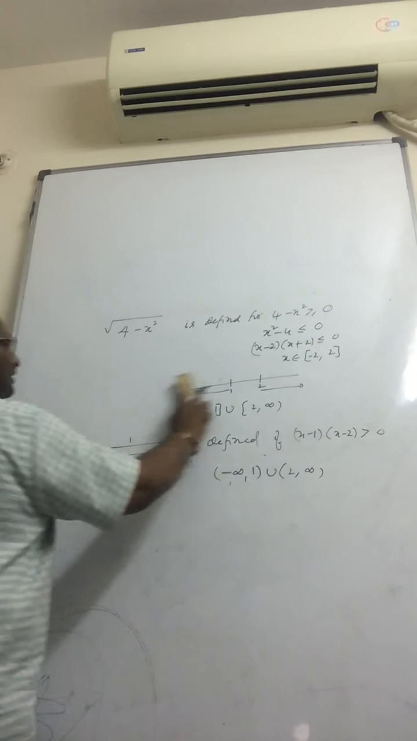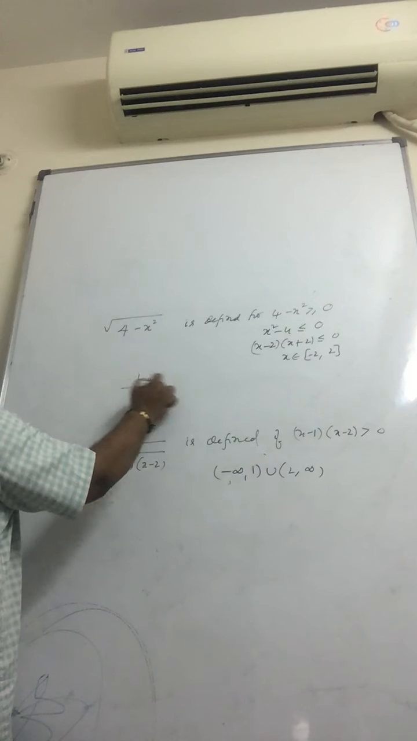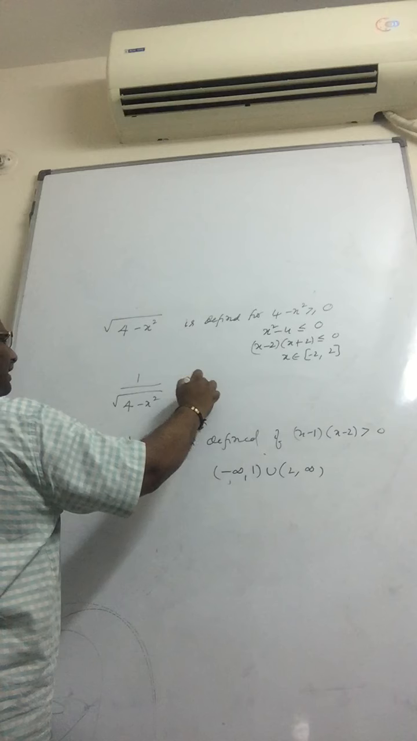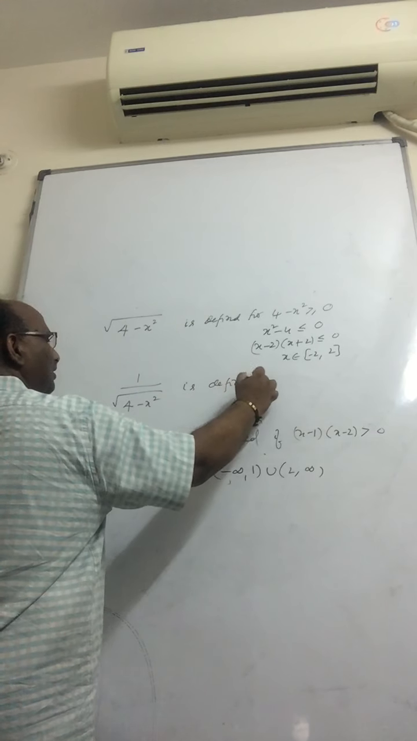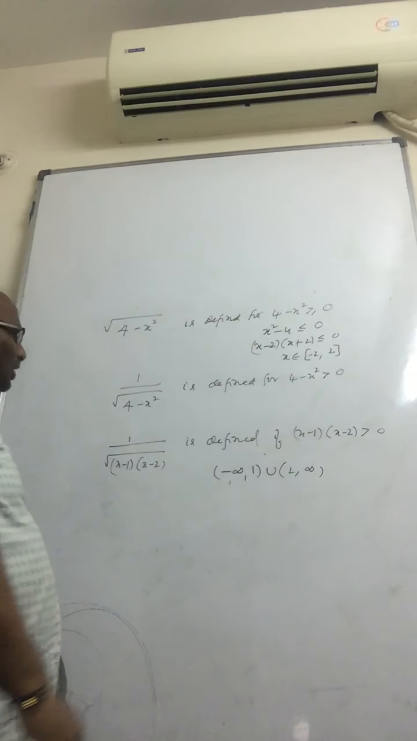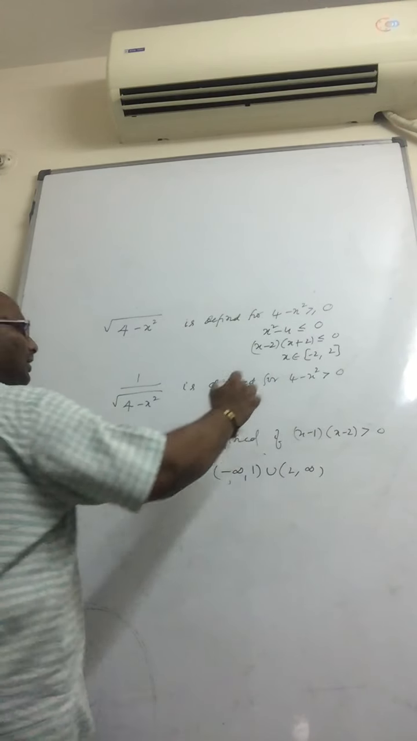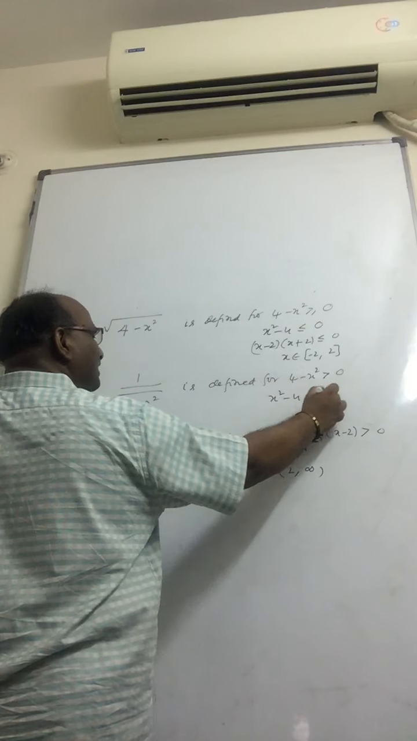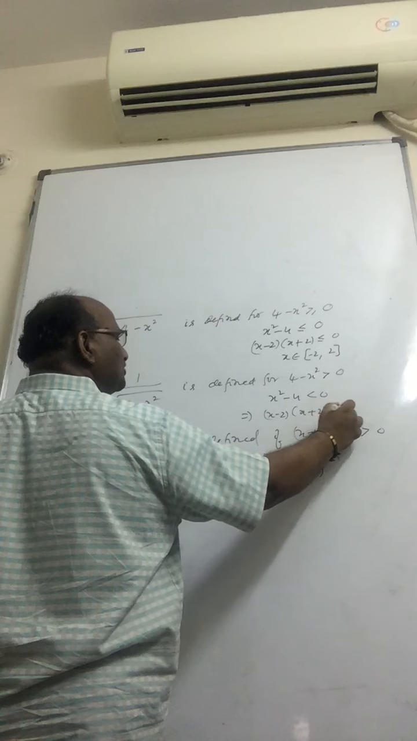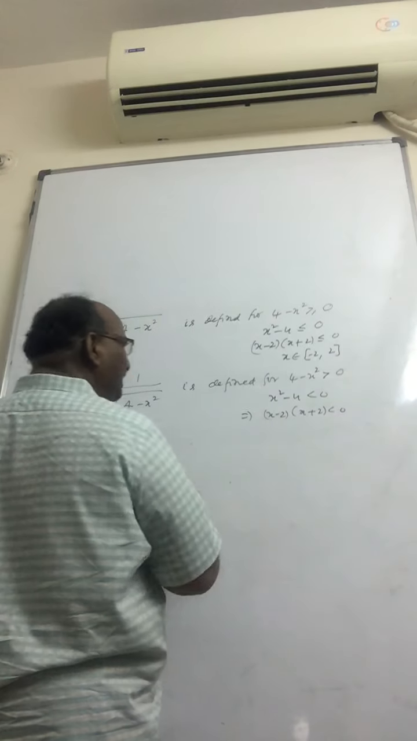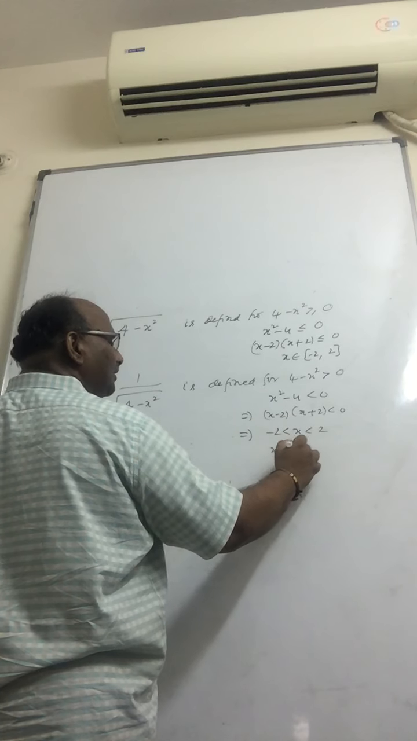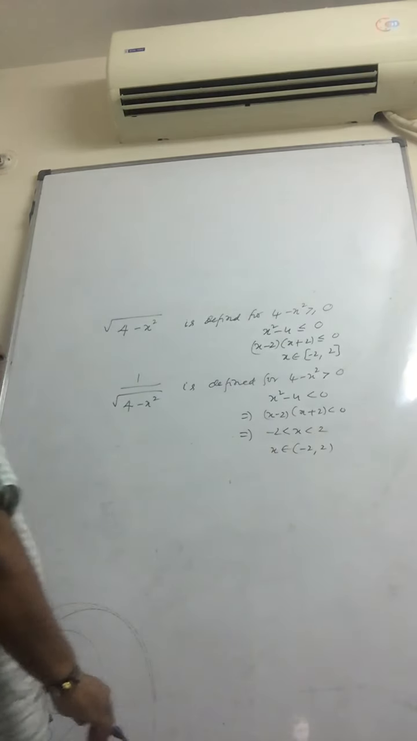If you consider the same function in the denominator, it is defined for 4 minus x square greater than 0. Equal to 0 we have trouble. That means here x square minus 4 less than 0. From here I can write x minus 2 into x plus 2 is less than 0. So the conclusion is that x lies between minus 2 and 2. This is the domain of the function.